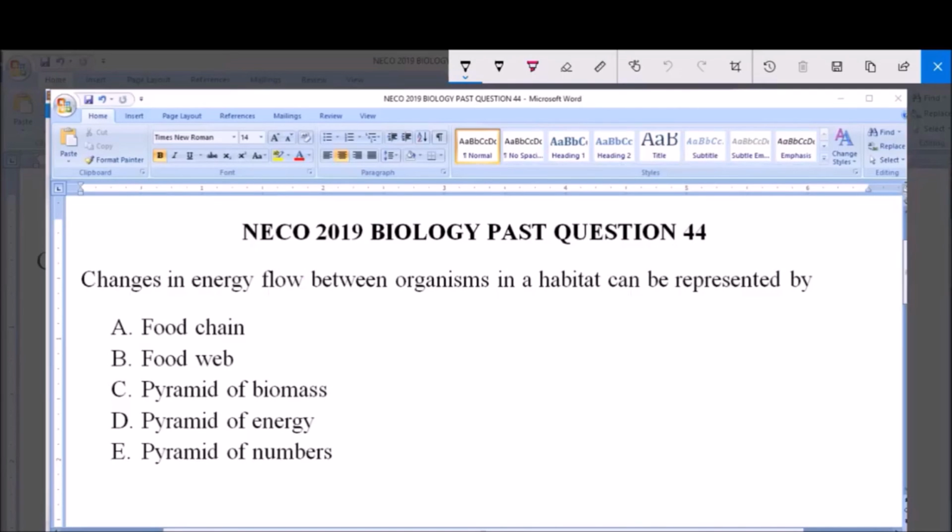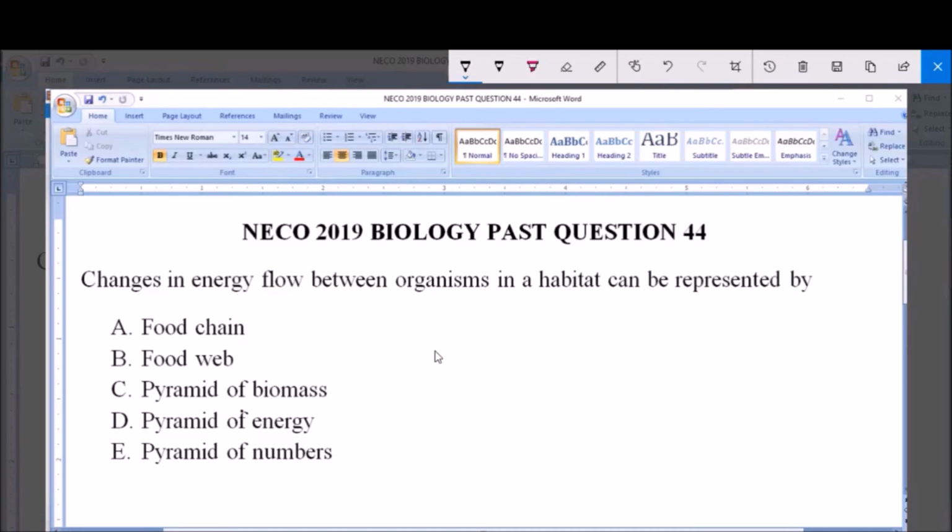I will be answering NECO 2019 Biology Past Question 44. Changes in energy flow between organisms in a habitat can be represented by A. Food chain, B. Food web, C. Pyramid of biomass, D. Pyramid of energy, and E. Pyramid of numbers. Now let's check each of these options before we can ascertain which will be represented by changes in energy flow between organisms in a habitat.